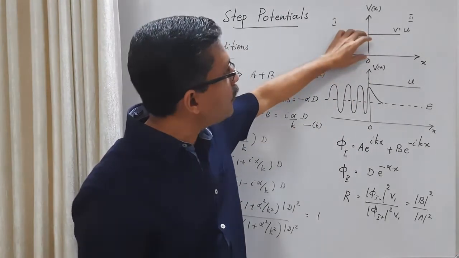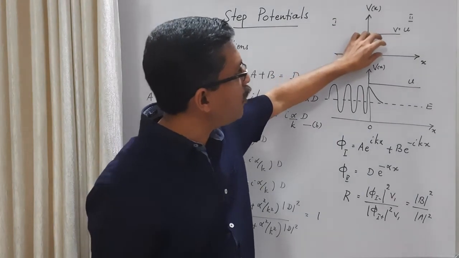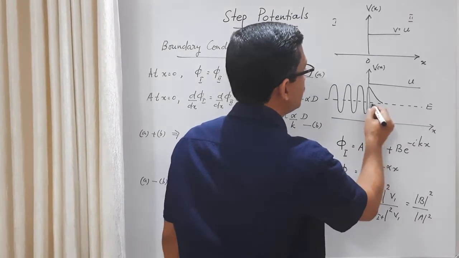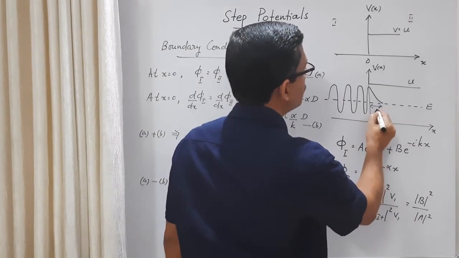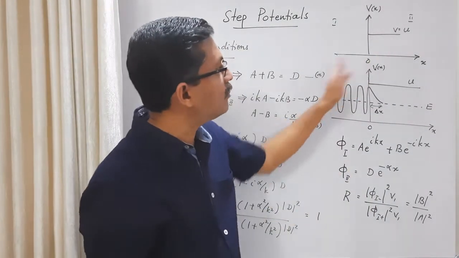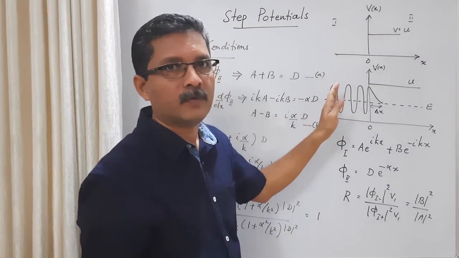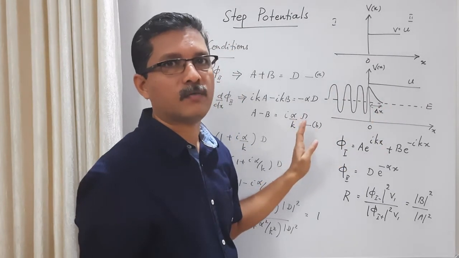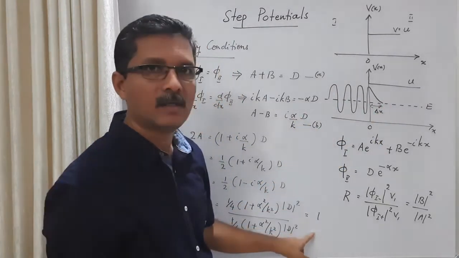Maybe a large number of particles are reflected at x equal to 0. A small number of particles will travel some distance inside region 2. That is called the penetration depth, delta x, and then they will be reflected back. So there will be some quantum tunneling, but ultimately all the particles are reflected back. That's why the reflection probability is 1.